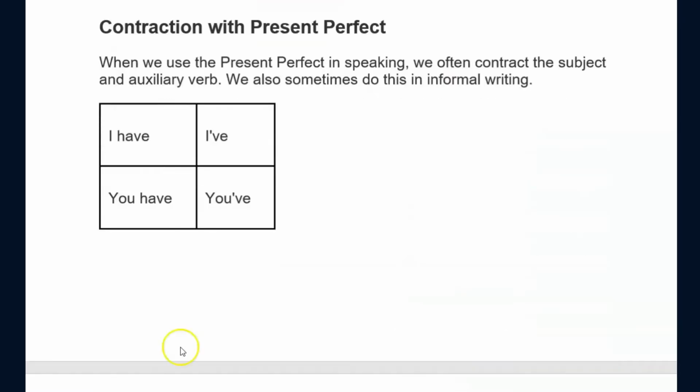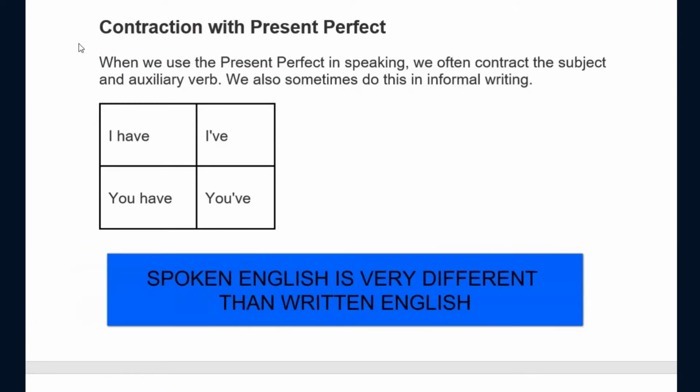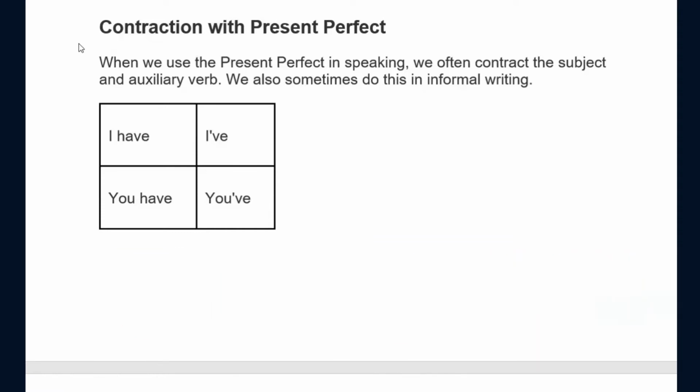Just a note about contractions. You do have to remember in spoken English, which is very different than written English, we use contractions a lot. So you should learn to get accustomed to saying them and use them. When we speak using the present perfect, we will often use the contraction form of the subject and that helping verb. So instead of I have, natives will often say I've.